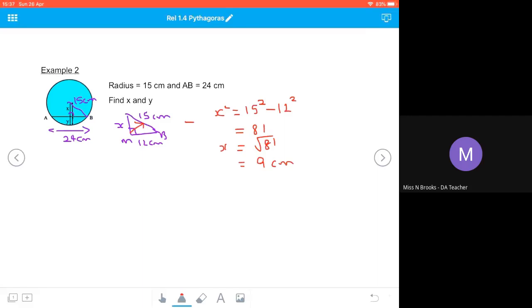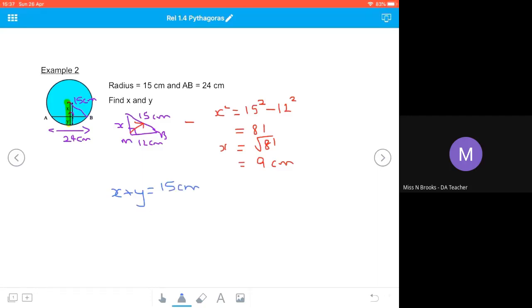Now, if I go back to my original picture and highlight x plus y, x plus y is going from the center to the circumference. So x plus y is also a radius. So I know that x plus y equals 15 centimeters.